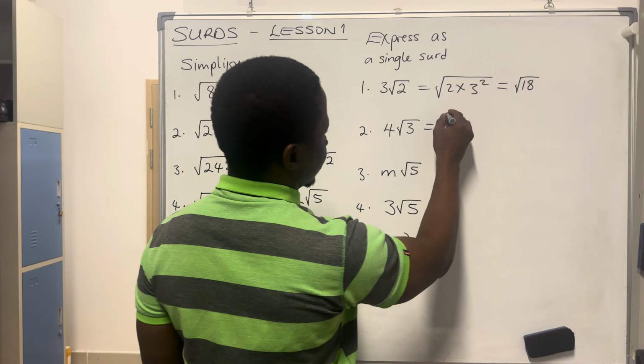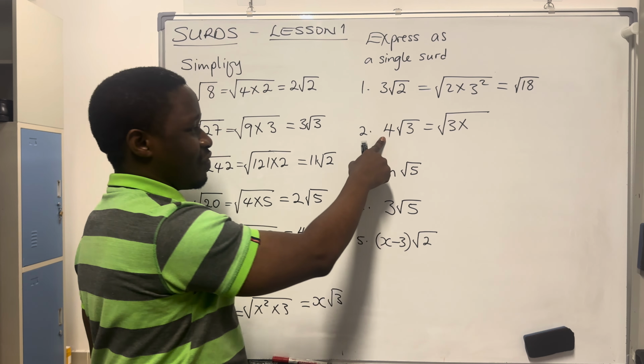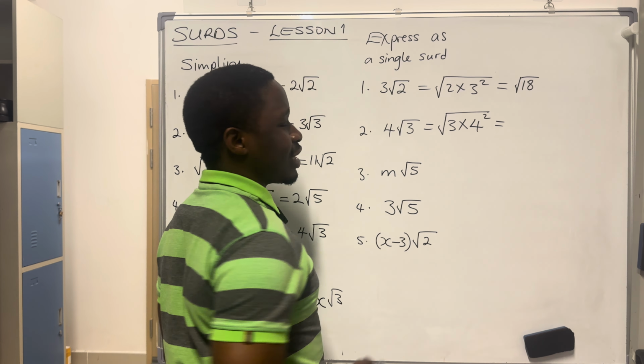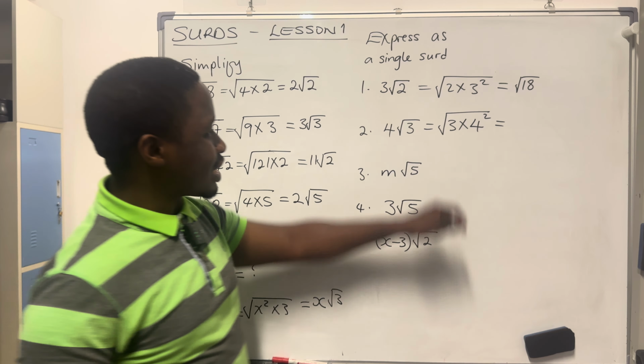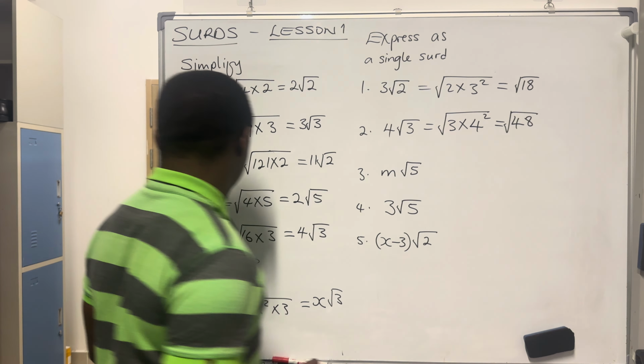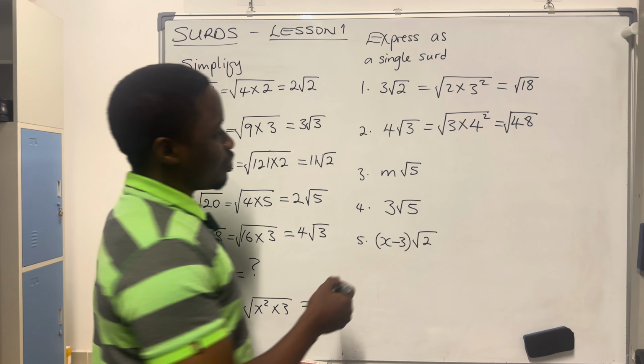Okay. So here we have 3. What do we have outside? 4. So you say 4 squared. 4 squared is what? 16. 16 times 3 is 48. You see? 4 root 3 returned to its single form.